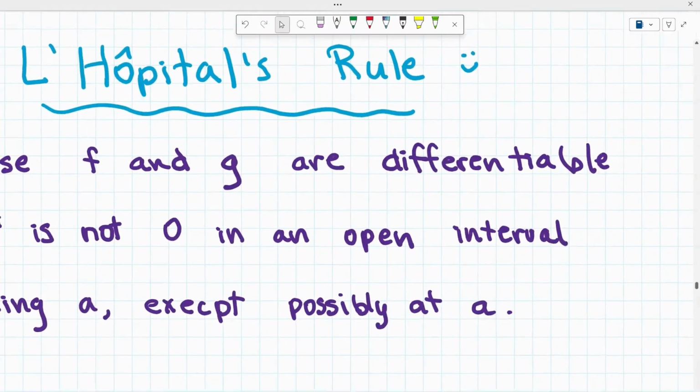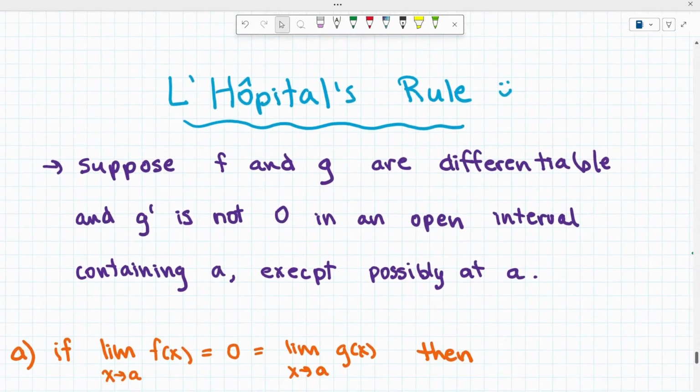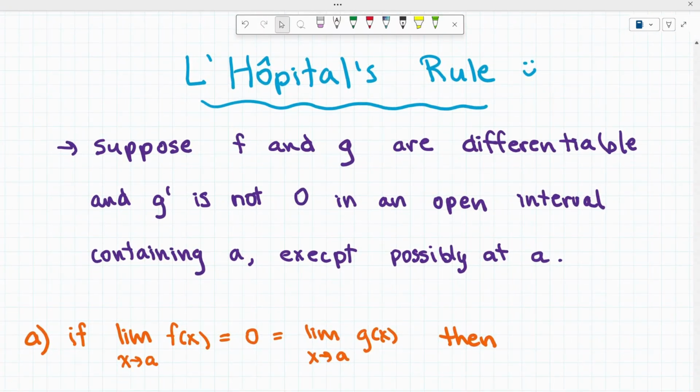Okay, so first of all, for L'Hopital's rule, let's get some of the mathematical housekeeping out of the way. We state, suppose f and g are differentiable. So what does that mean? F and g are differentiable. That means that they each have a derivative. And we're also supposing that g prime, so the derivative of g, is not equal to 0 on an open interval containing a, except possibly at a.